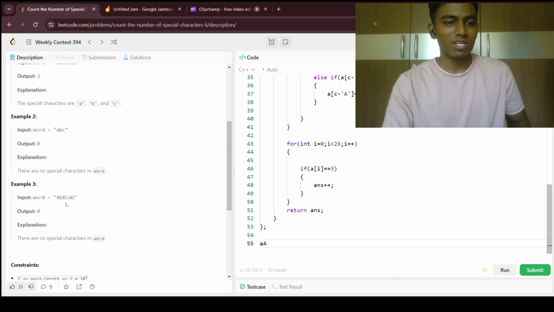And then if we come to the B, it is also the same. And if we come to the C, this doesn't contain a small letter, so we are going to take it as not a special character. So let us go through the code.